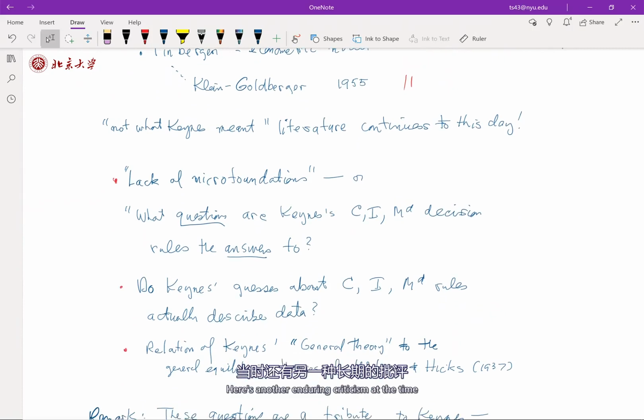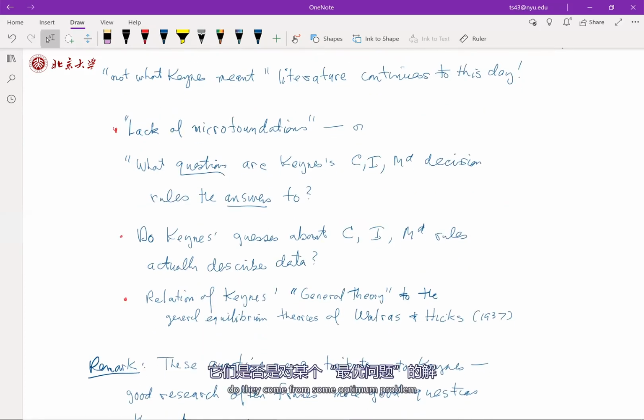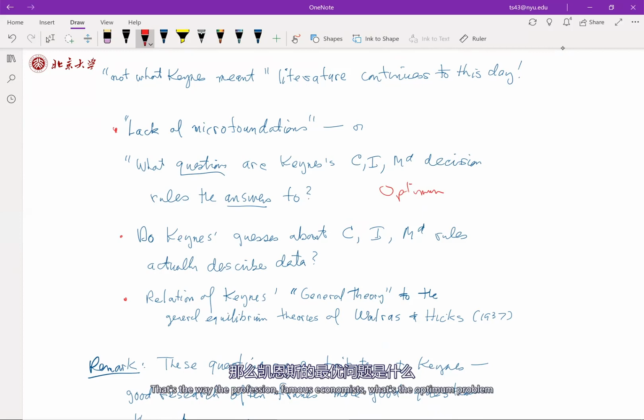Here's another enduring criticism at the time. People like Leontief, a bunch of people made this. The work has the lack of micro foundations. Keynes wrote down these decision rules, and the question is, one thing we can say is, what questions are Keynes's consumption function, investment function, demand for money function, his decision rules, what questions are those the answers to? And how would you even sharpen that up? So the first thing is, do they come from some optimum problem? That's the impression of the profession, famous economists: what's the optimum problem?